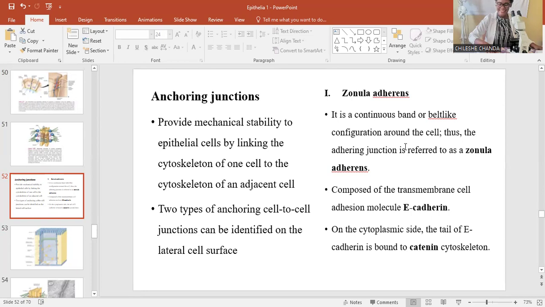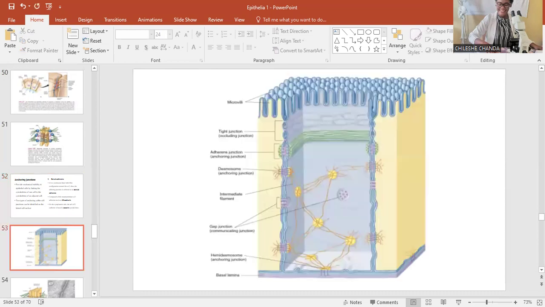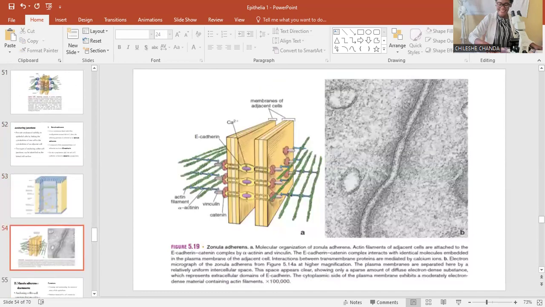So it is like a belt around the cell, and that is why they are known as the zonular adherens, at that same zone. So it will anchor on this side to another cell, on the front it will anchor the cell to another cell, on this other side it will anchor the cell to another cell. These zonular adherens are composed of different types of proteins, some of which are E-cadherin, okay?